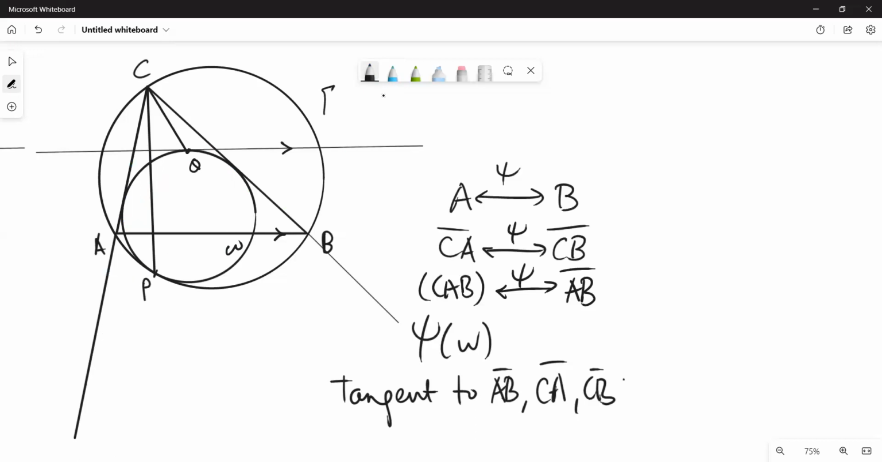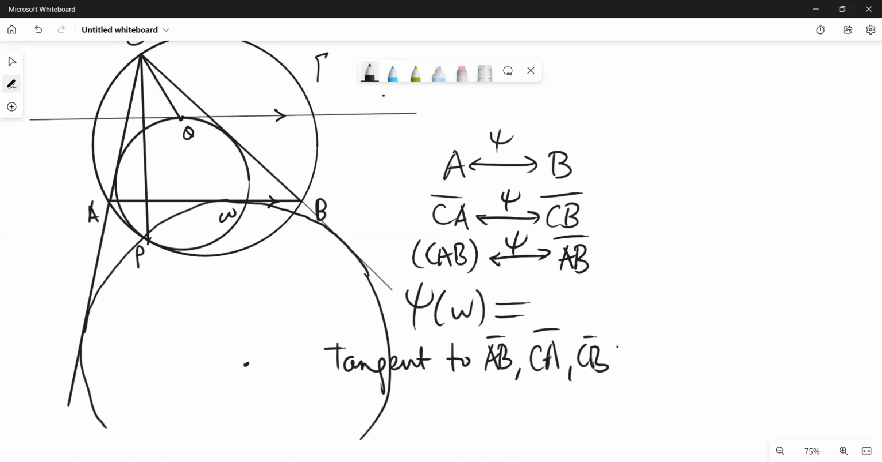I cannot draw this nicely, but you probably get the point. So it must be that. Okay. So this is the CX circle. The CX circle.